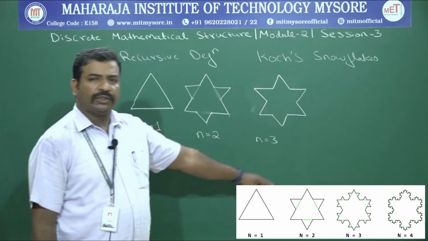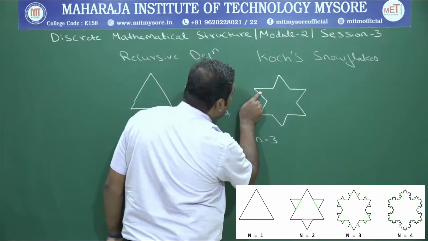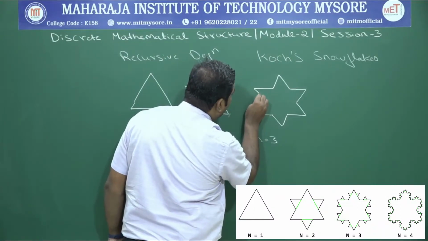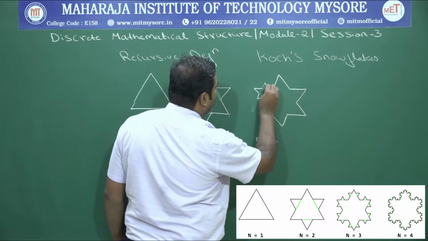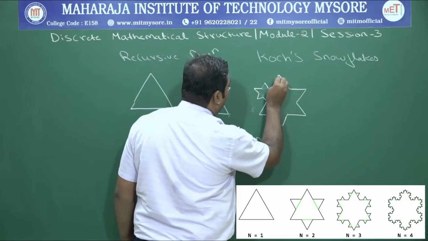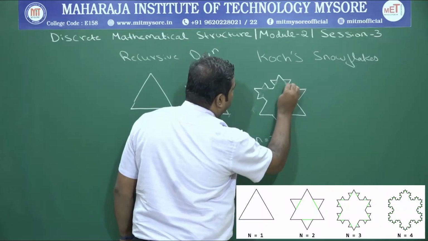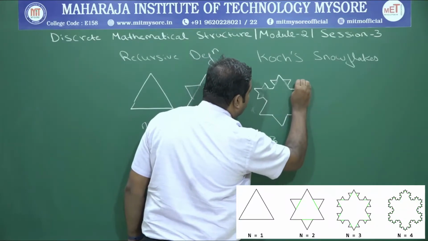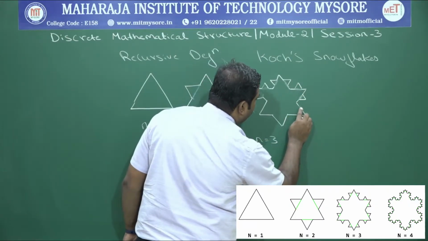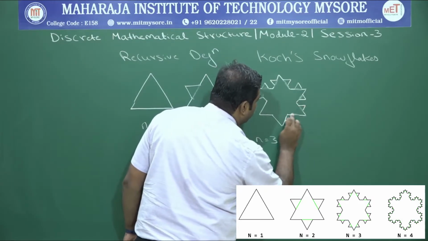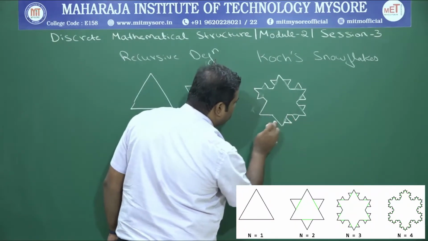Right. Now for n equals 3, for each line segment, I am going to divide this again into 3 parts, and draw a triangle over it. So divide this into 3 parts, and using 4 line segments, I am going to draw a triangle over here. Again, triangle over here. So again, I am going to draw a triangle at this point. Again, divide this and draw a triangle. So divide this and draw a triangle, and divide this again and draw a triangle, and divide this again, draw a triangle, and divide this and draw a triangle.